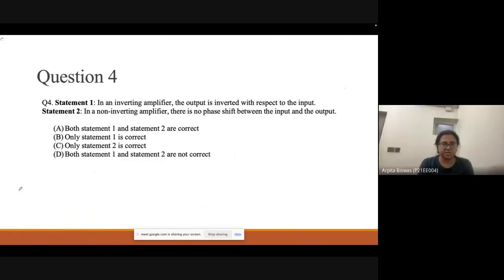So here, question number 4. Statement 1: in an inverting amplifier, the output is inverted with respect to the input. Statement 2: in a non-inverting amplifier, there is no phase difference between the input and the output. The first option is both statement 1 and statement 2 are correct. Option B is only statement 1 is correct. The third option is only statement 2 is correct. And the last option is both statement 1 and statement 2 are not correct. So see the question, statement 1 and 2, carefully, and then try to solve the question.